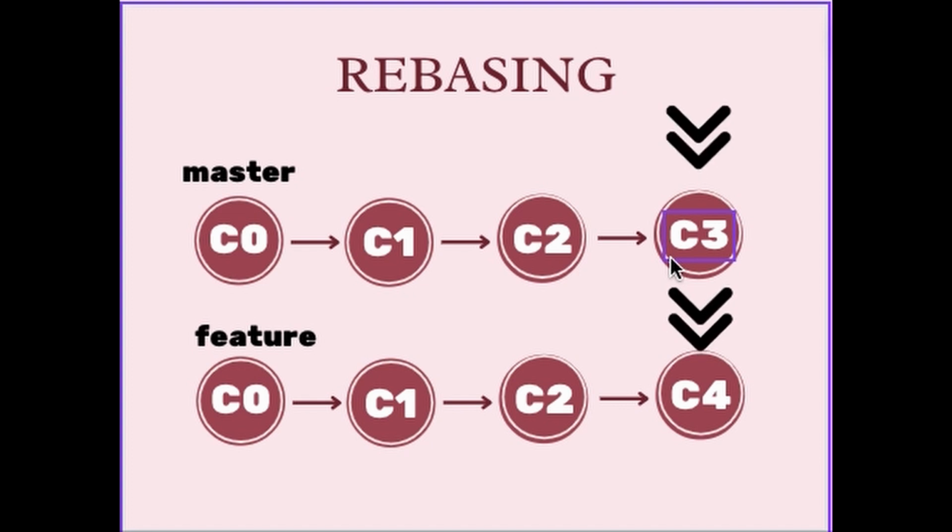It means that with rebasing you can take all of the changes that were committed on one branch and then reapply them on a different branch. So if we rebase our feature branch onto master, it will go to the common ancestor of the two branches, which is C2 here, getting the difference introduced by each commit of the branch you're on, saving those differences to temporary files, resetting the current branch to the same commit as the branch you are rebasing onto, and finally applying each change in turn.